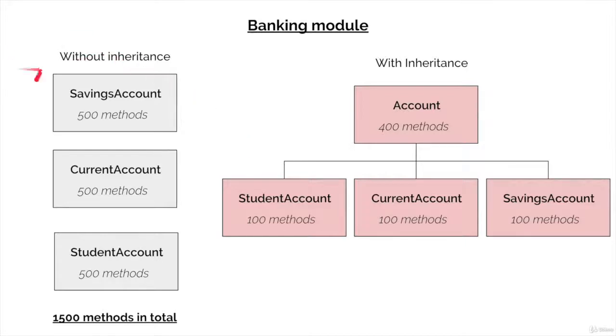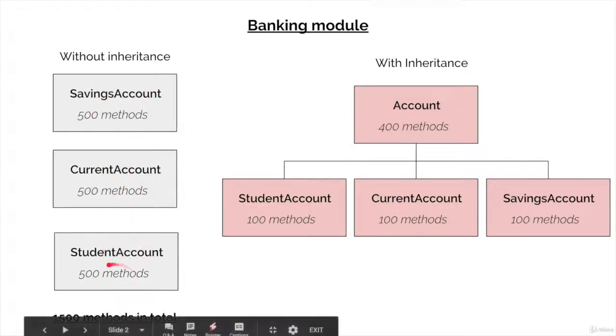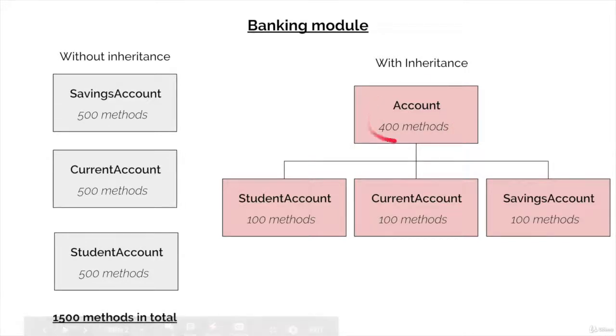This also makes sure that you are not rewriting the code again and again. Without inheritance, you have to write the withdraw function in savings account, in current account, and in student account. So in all three places you have to write the withdraw function. But with inheritance, you write the withdraw function once in the Account class, and all three classes inherit the Account class, and by default they have access to the withdraw function. If a user wants to withdraw from the student account, we call the withdraw function available in the Account class, and similarly for the current account and the savings account.